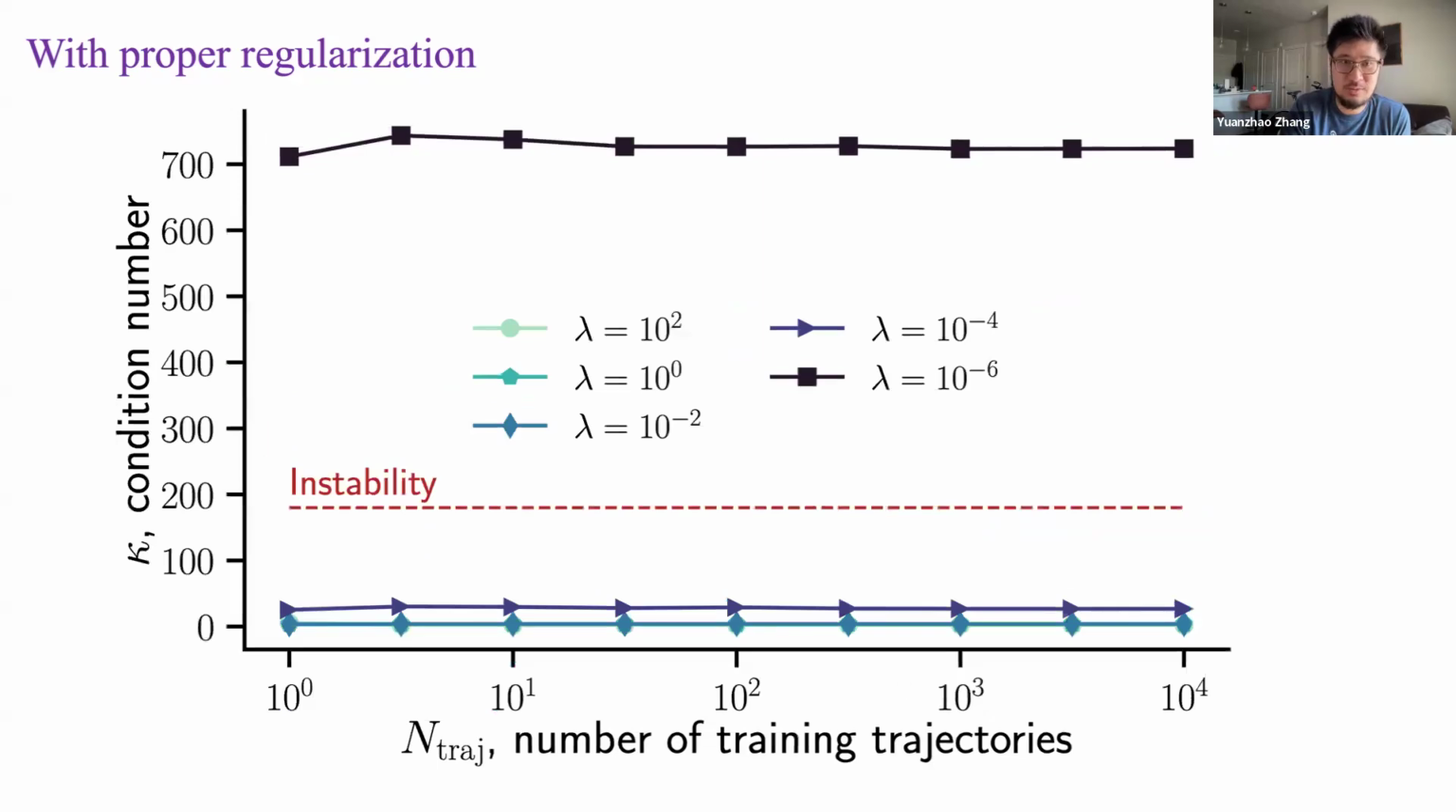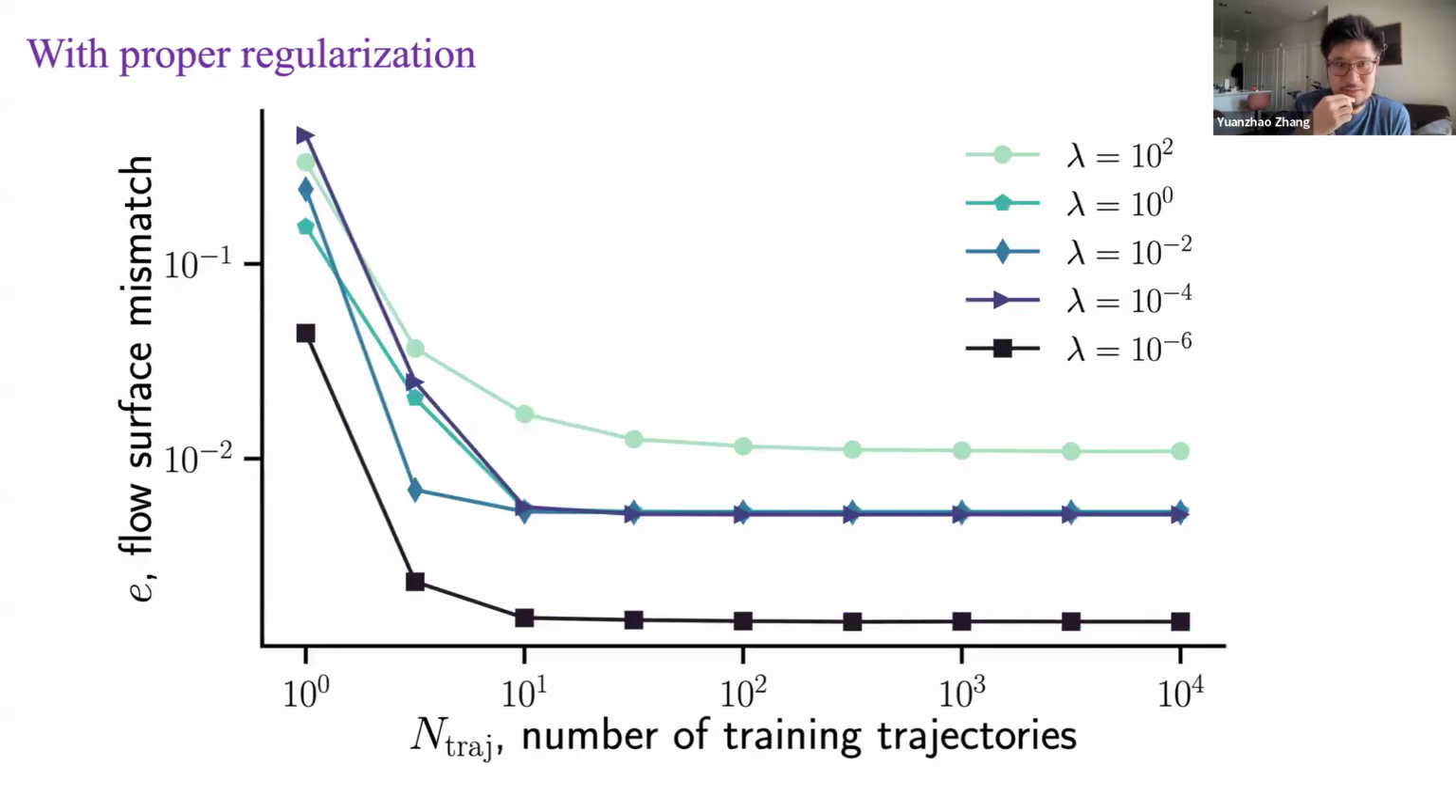The same for the condition number, and also the same for the mismatch for the flow surface. So the error for fitting the flow surface will no longer keep going down indefinitely, but it would saturate at a certain level as we introduce more and more training data. But of course, you don't want to fit the flow surface too exactly by using too small a lambda, because then the NGRC would be unstable.